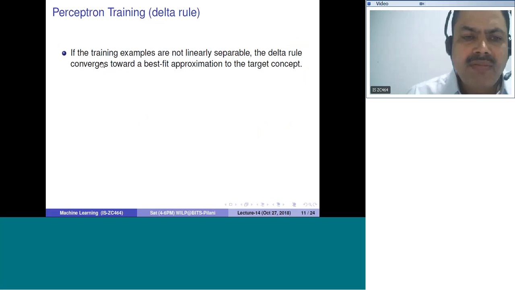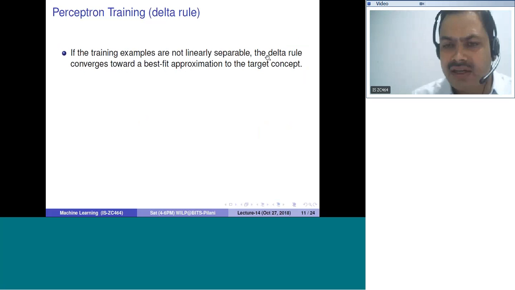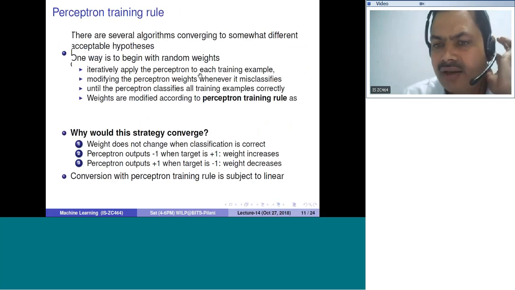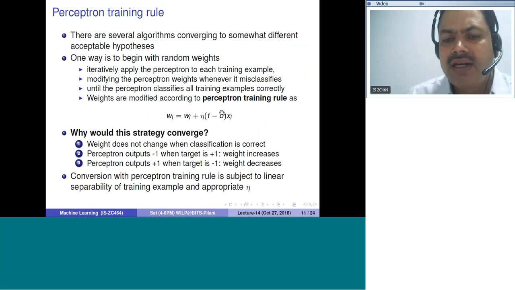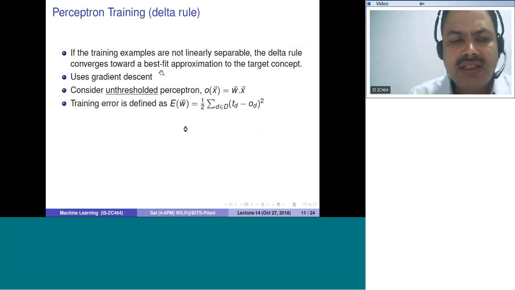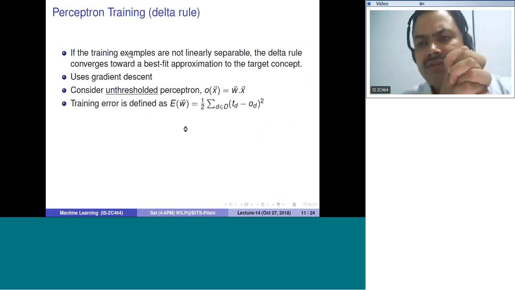Sometimes training examples are not really linearly separable. When they are not linearly separable, the delta training rule converges towards the best fit approximation of the target concept. Here we have just seen that the target and output are only 0 and 1, so we are going to change that. Sometimes the items may not be linearly separable.